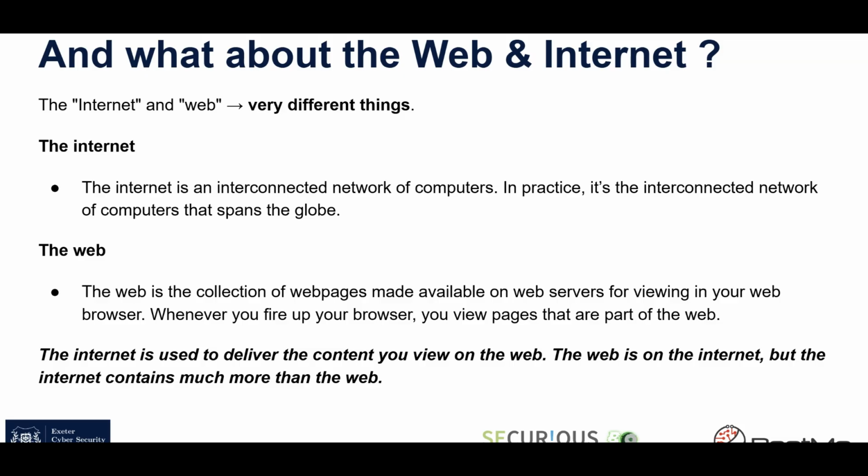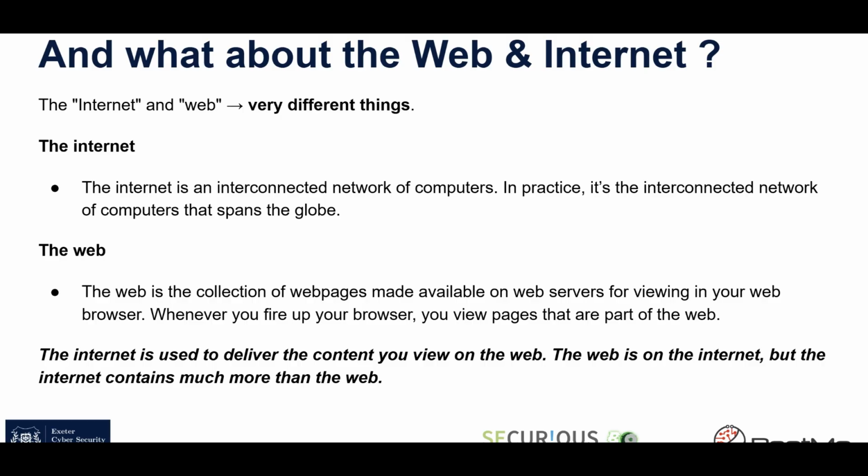Perfect. The web, in this case, is not the internet. The web is the collection of web pages made available by a web server. So everything you see with HTTP or HTTPS is the web. The rest, the internet. So the internet is used to deliver the content you view on the web. The web is on the internet, but the internet contains much more than the web. The web is a subset of the internet. Just a quick definition. We're not going to go more in depth in that because that's going to be next week.